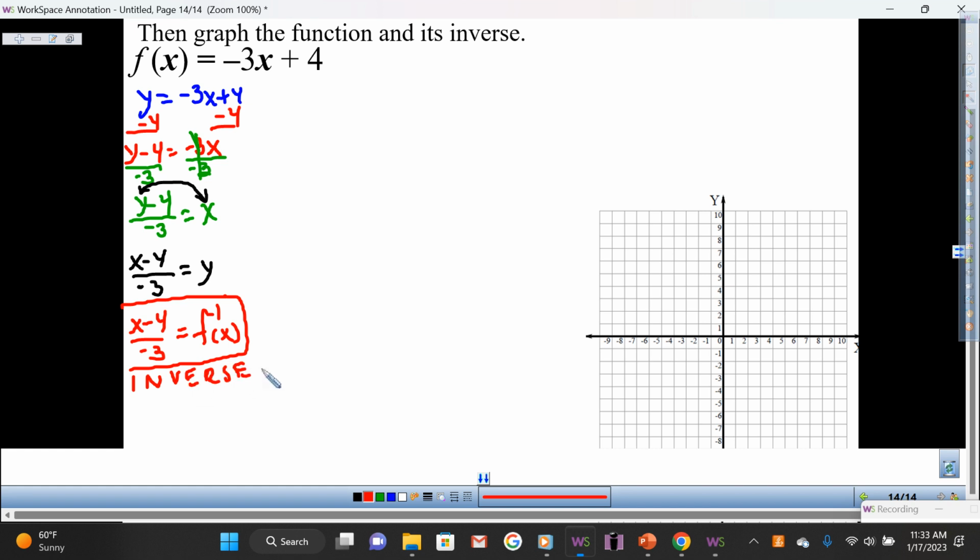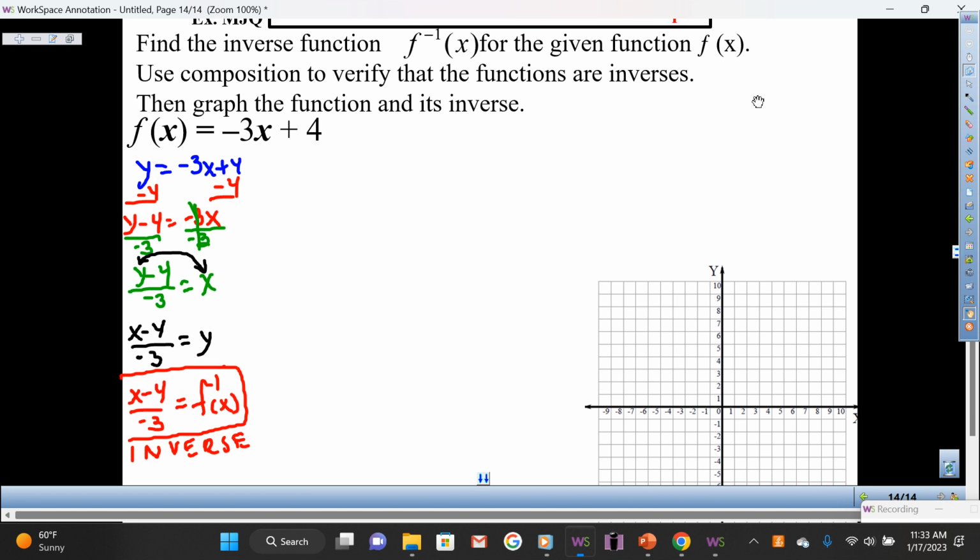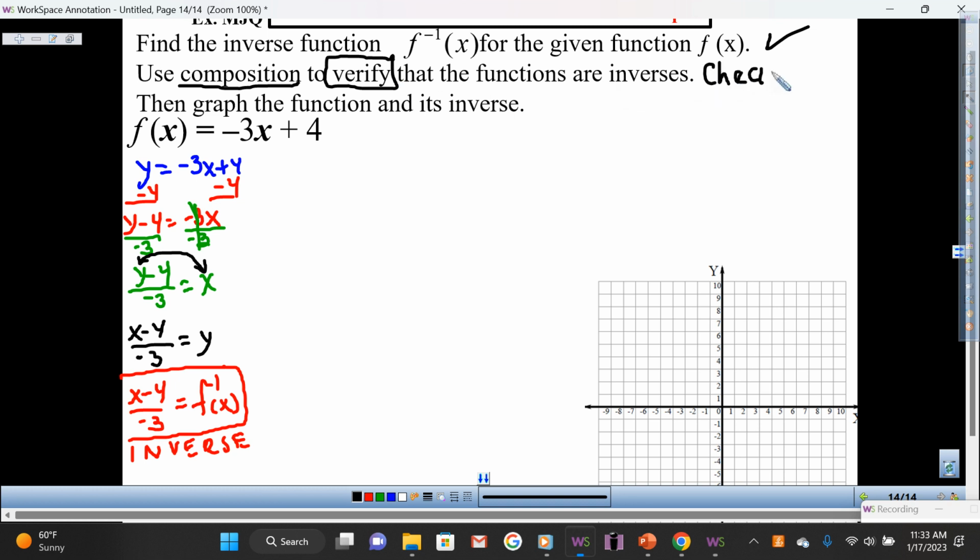Okay. Nice. So let's see where we're at on this problem. It says find the inverse. Did we find that? Yes. Okay, let's go to the second part. Use composition, which means use algebra, to verify. That word verify means to check. We're going to check. And this is the challenging portion, so stay with me. Okay, here we go.